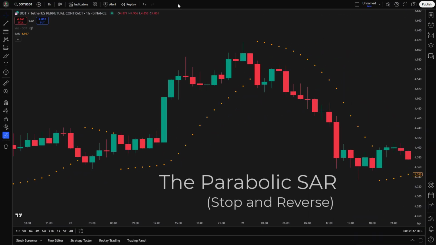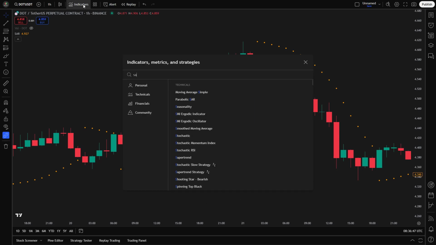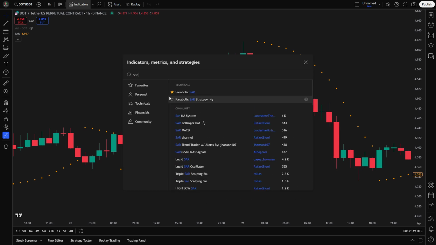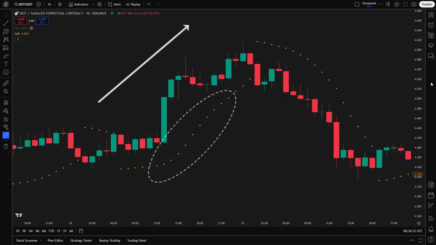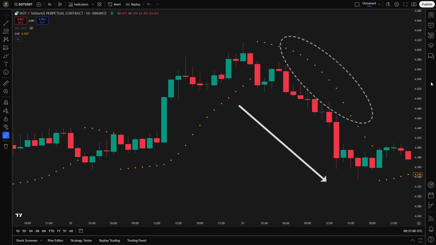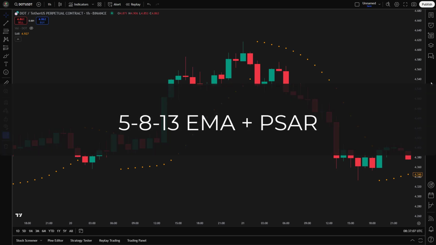The parabolic SAR, stop and reverse. The parabolic SAR, PSAR, is a trend-following indicator that helps determine trend direction and potential reversal points. When SAR dots appear below the price, it signals an uptrend, bullish market condition. When SAR dots appear above the price, it signals a downtrend, bearish market condition. By combining the 5, 8, 13 EMA with parabolic SAR confirmation, we can filter out false signals and enhance the accuracy of our trade entries and exits.